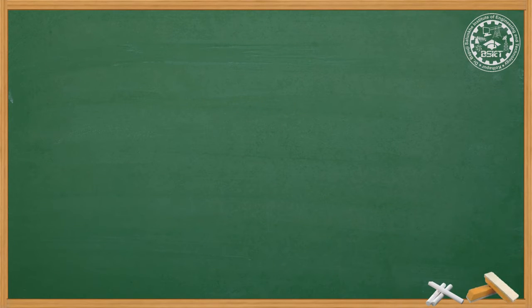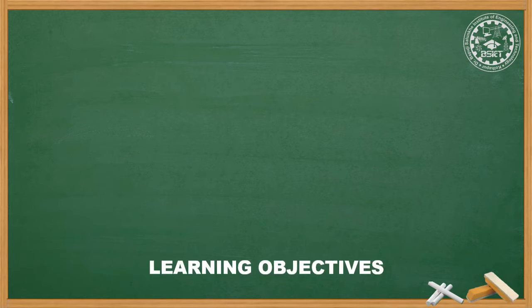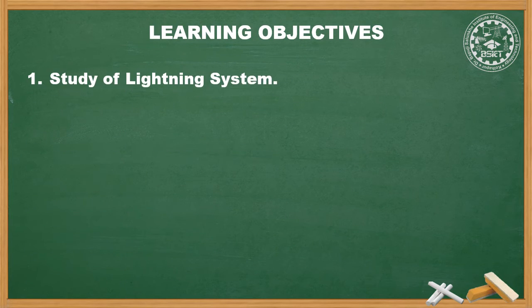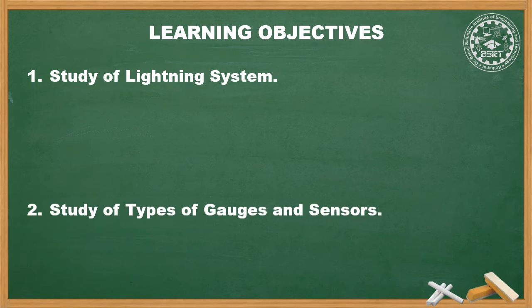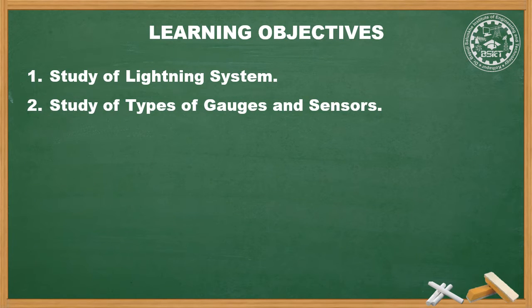Learning objectives for today's session are: number 1, study of lighting system. Lighting system will be studied in today's session. Second, study of types of gauges and types of sensors. This is the last session for chapter number 5, automobile electrical and electronic systems.